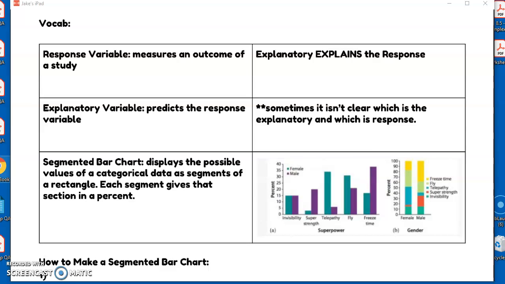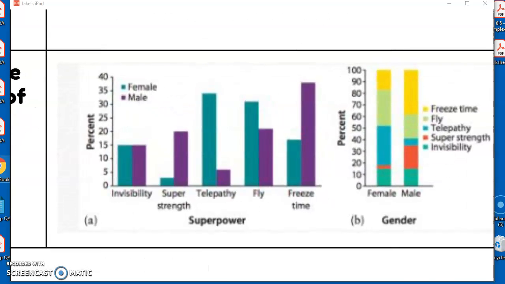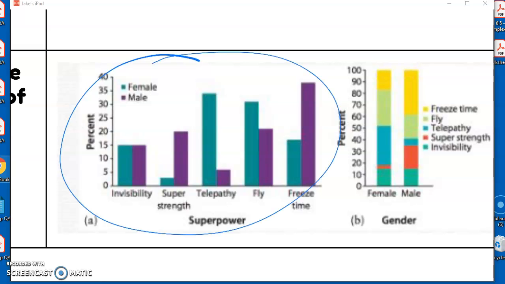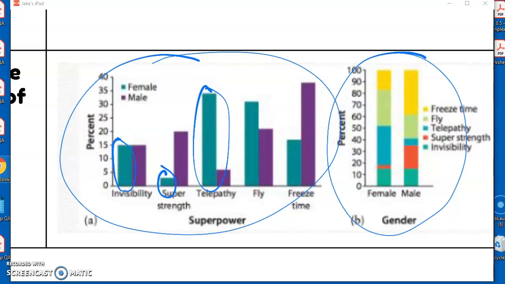Next, we're talking about what's called a segmented bar chart. Last chapter we talked about bar charts a lot. Here's an example of what a bar chart looks like. But instead of making that big graph, we can make what's called a segmented bar chart. In the bar chart on the left, the blue represents the females. If we were to stack up all of those percentages for the females, it would add up to 100%.